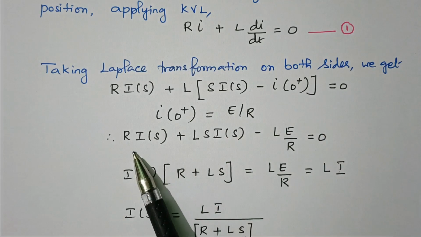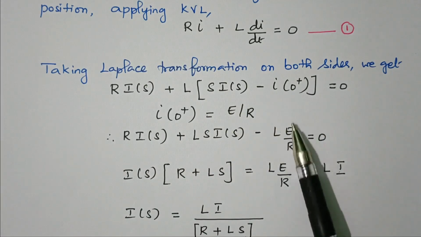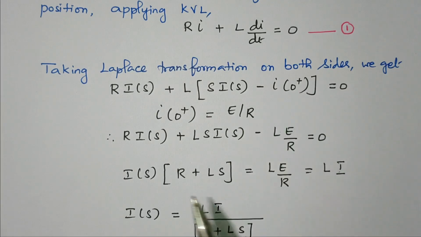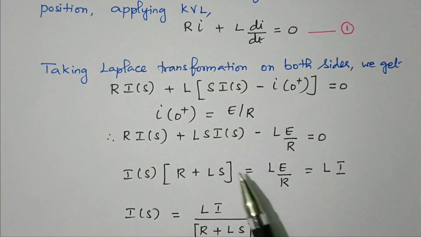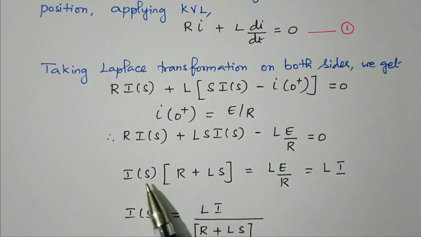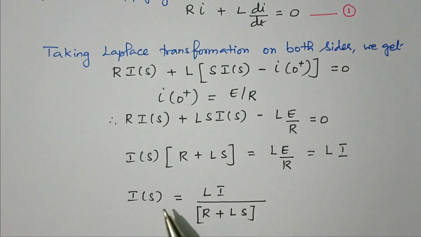Now we substitute the values: R into I of s plus L into s I of s minus L into I of 0 plus, where I of 0 plus is E by R, equal to 0. This value is replaced by E by R. Now take I of s common, so that R plus Ls, and bring the minus L E by R to the other side, so it becomes plus L E by R. This E by R is nothing but I naught. So I of s into R plus Ls equals L into I naught. Bringing this term to the denominator, I of s equals L I naught divided by R plus Ls. Now we have the expression for current.